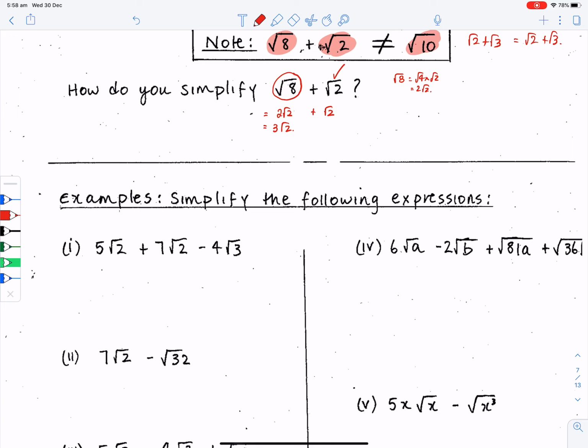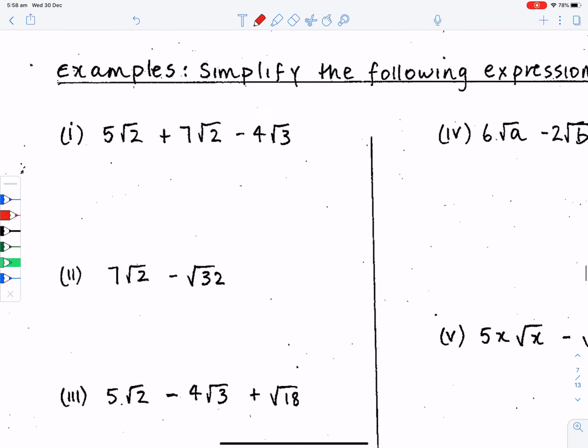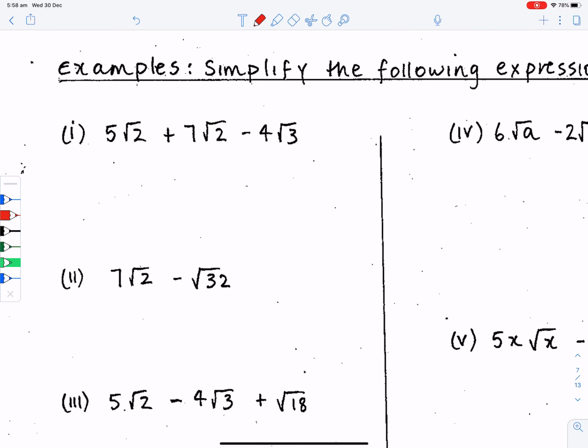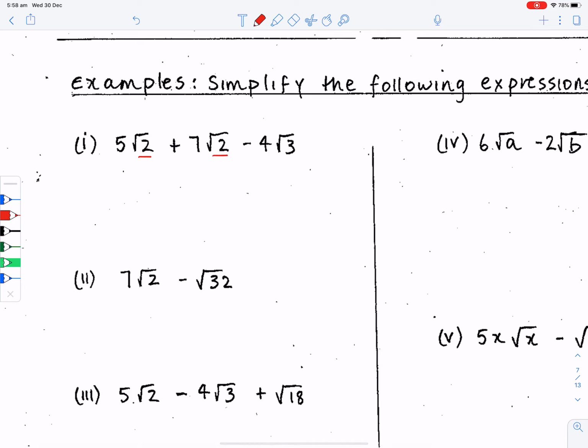All right, so let's carry these principles across to these questions. Question 1, can these be simplified anymore? No, they can't. They're already in their simplest form. So, I'm talking about the individual surds. So now that we know that, let's have a look. 5 root 2 plus 7 root 2 is 12 root 2, and we stop, and we put the minus 4 root 3 back where it was.